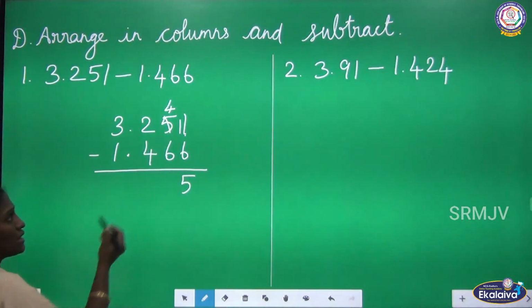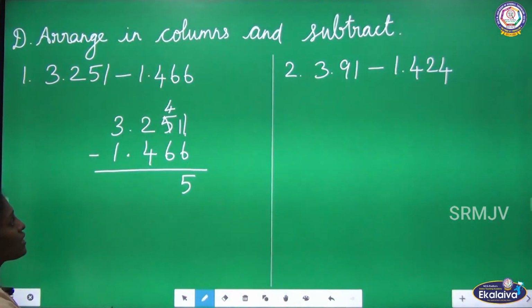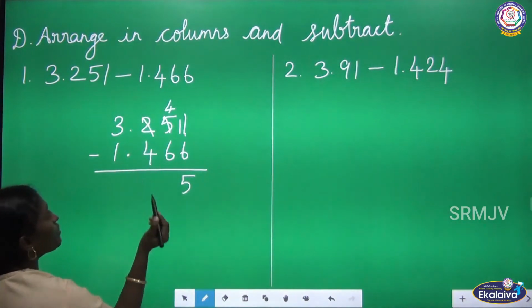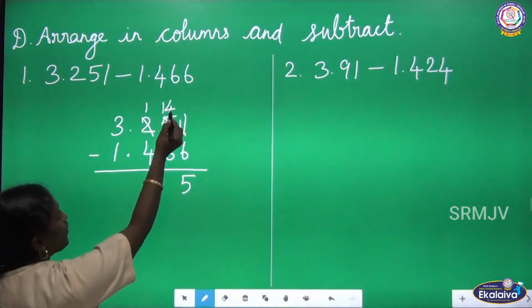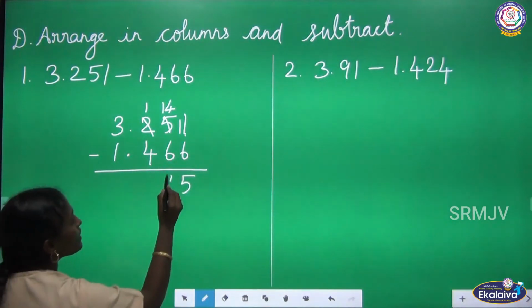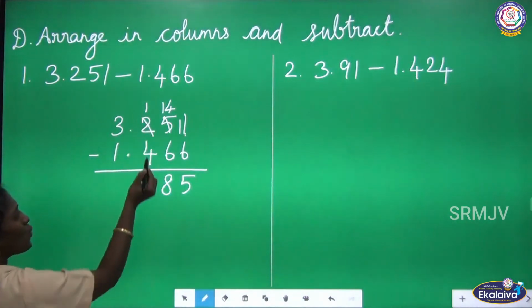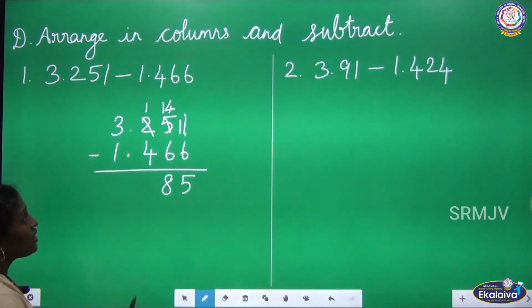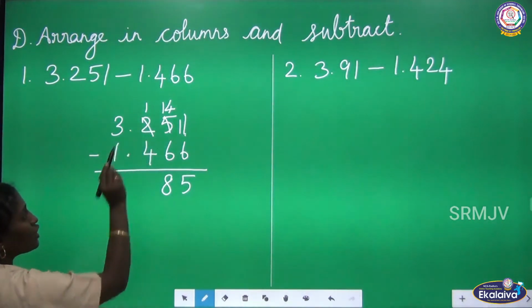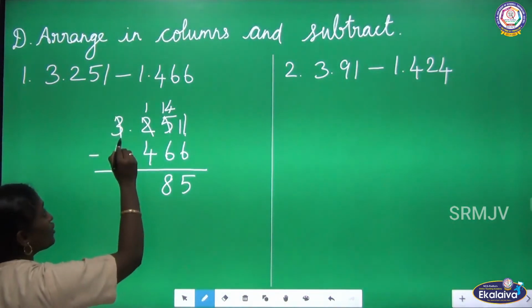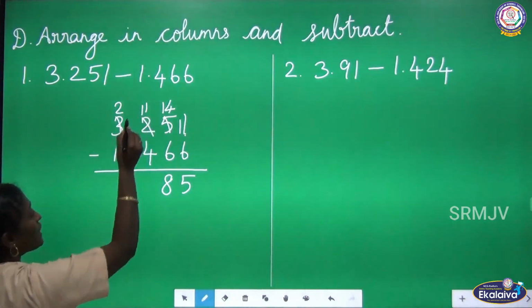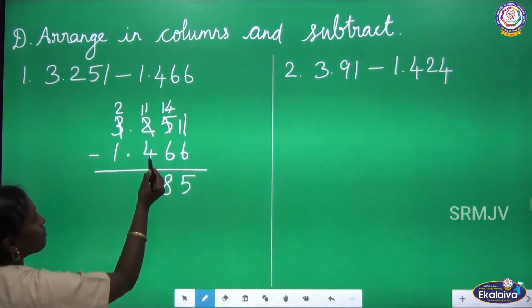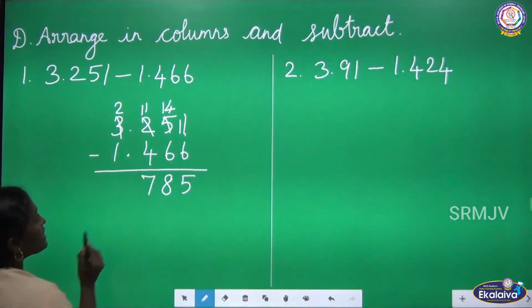Here 4 minus 6. Again 4 is the smaller number. So we have to borrow from 2. 2 will become 1. This 4 will become 14. 14 minus 6, we will get 8. Here 1 minus 4. Again 1 is the smaller number, we can't do the subtraction. So we have to borrow from 3. 3 will become 2. This 1 will become 11. 11 minus 4, we will get 7.